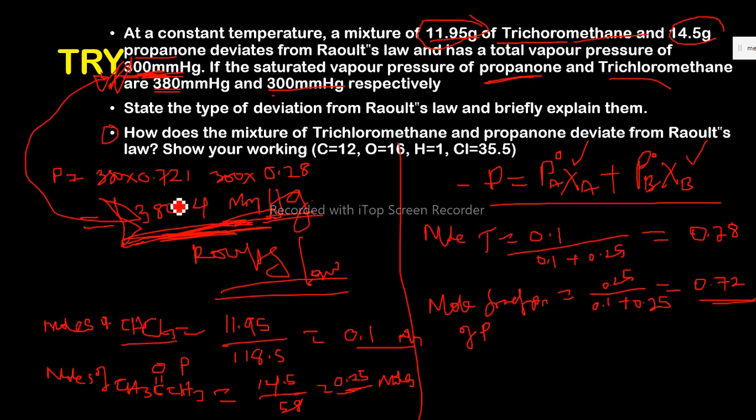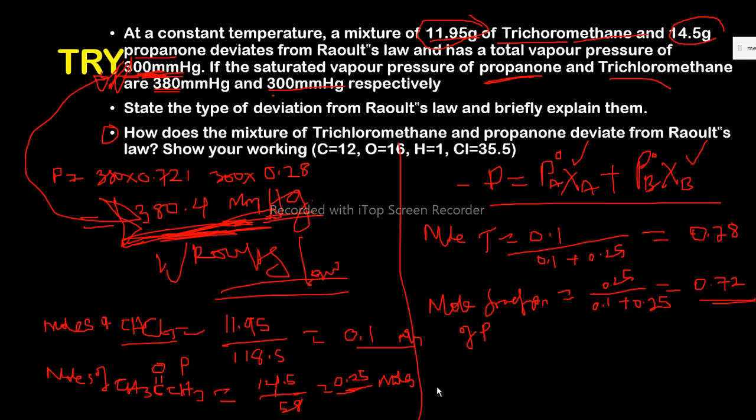So for this part, this is how you are supposed to do it. The whole of this calculation that you've done, that's how you are supposed to do it. Then state the type of deviation. It is negative deviation, because you see, what we got from the experiment is less than what is predicted by the Raoult's law. So meaning this is a negative deviation. Explanation, that's what you give. What is predicted by the Raoult's law is actually higher than what is determined experimentally. You are explaining this answer.